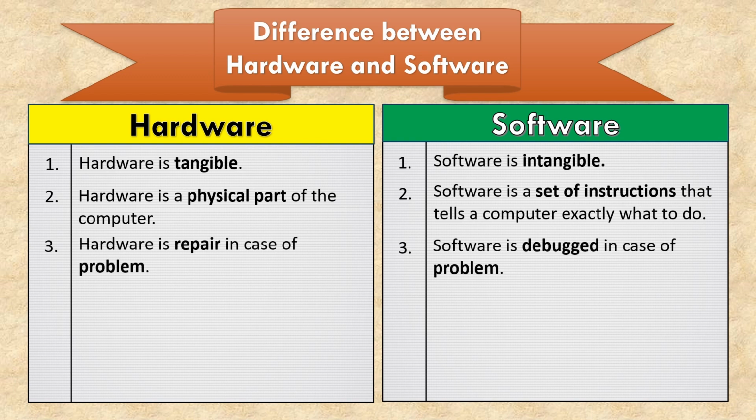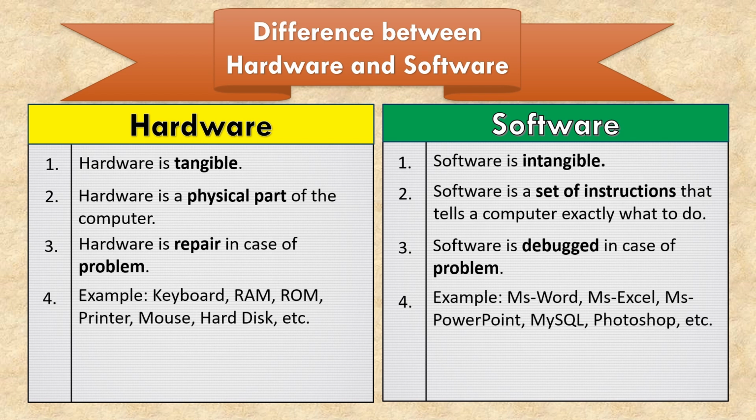Hardware is repaired in case of problem. Software is debugged in case of problem. Hardware examples: keyboard, RAM, ROM, printer, mouse, hard disk, etc. Software examples: MS Word, MS Excel, MS PowerPoint, MySQL, Photoshop, etc.